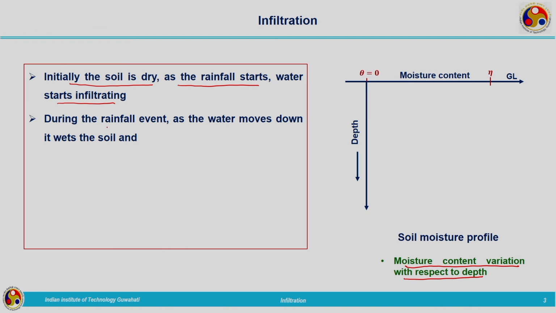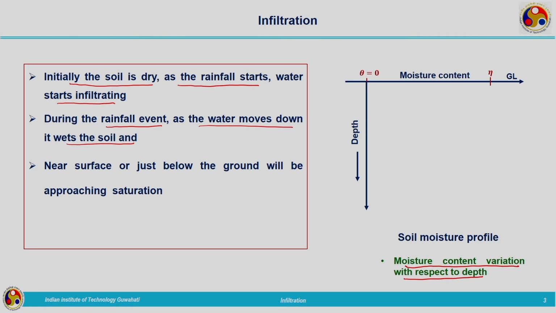During this rainfall event, the water moves down and makes the soil wet. As the water is passing through the soil, soil moisture content will be increasing and the soil will become wet, and again the rainfall is continuing. What will happen then? Almost the surface layer becomes saturated.